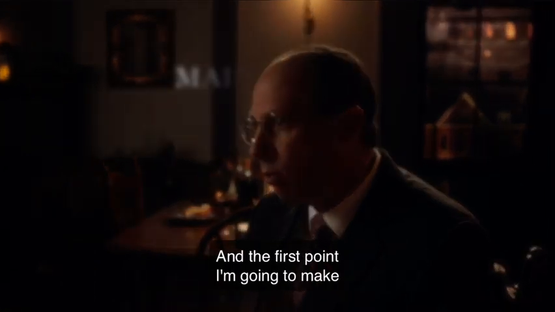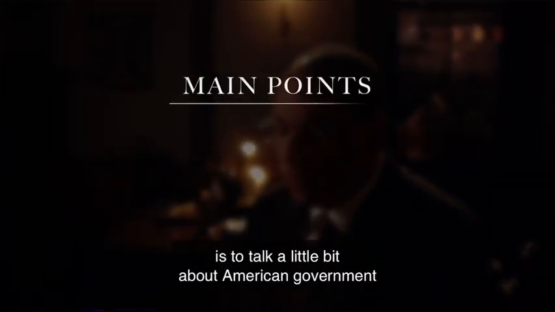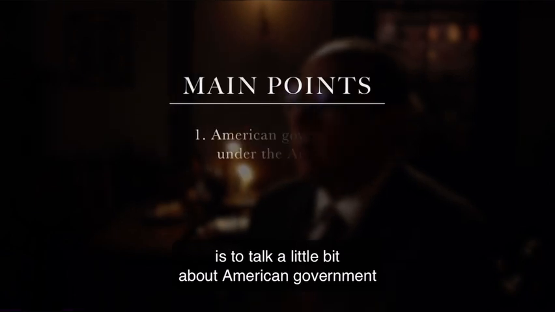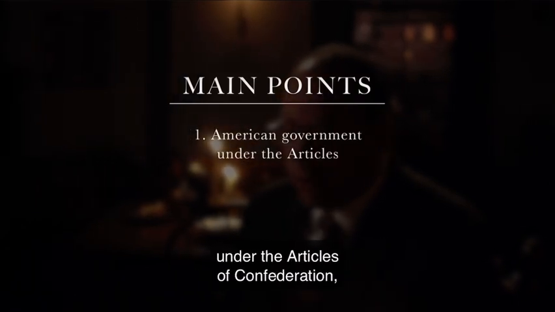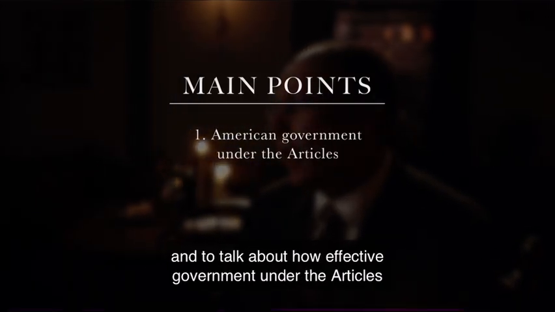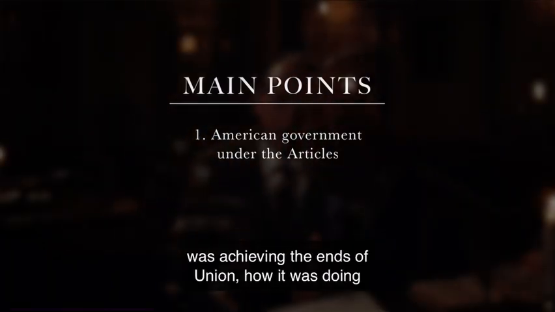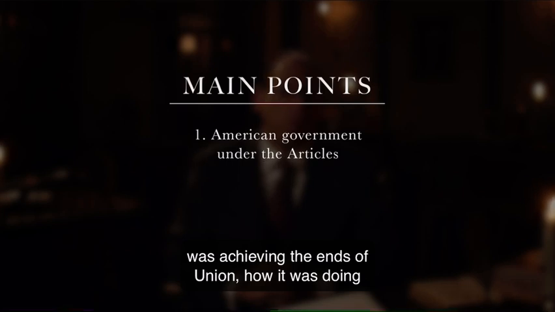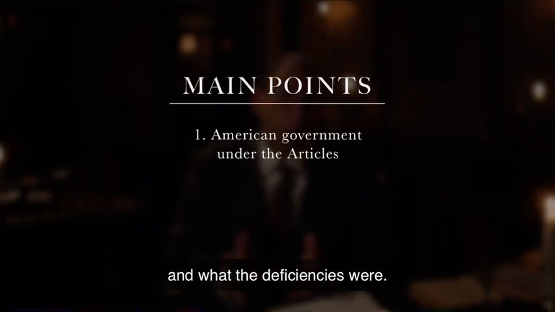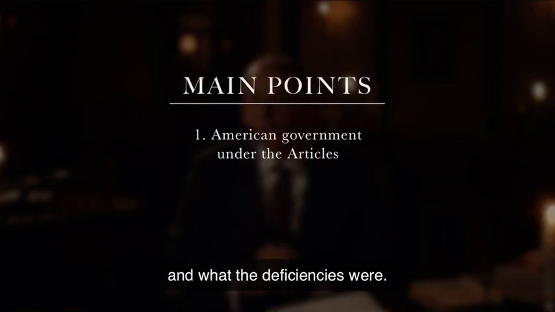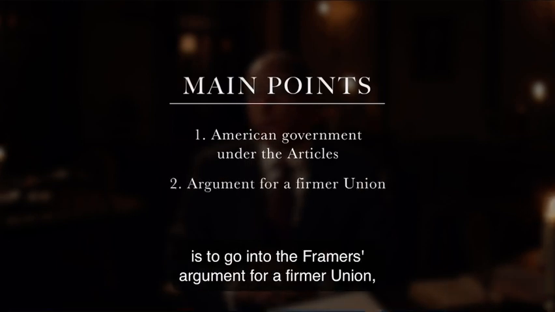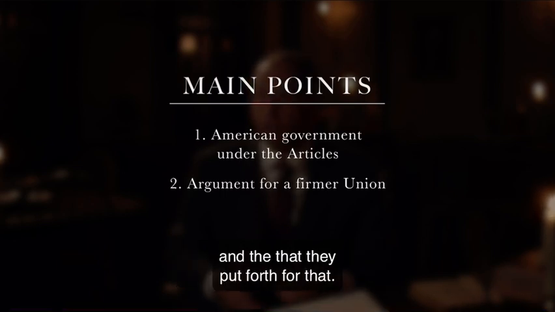The first point I'm going to make is to talk a little bit about American government under the Articles of Confederation, and to talk about how effective government under the Articles was at achieving the ends of union, how it was doing and what the deficiencies were. The second point I'm going to make is to go into the framers' argument for a firmer union and the reasons that they put forth for that.